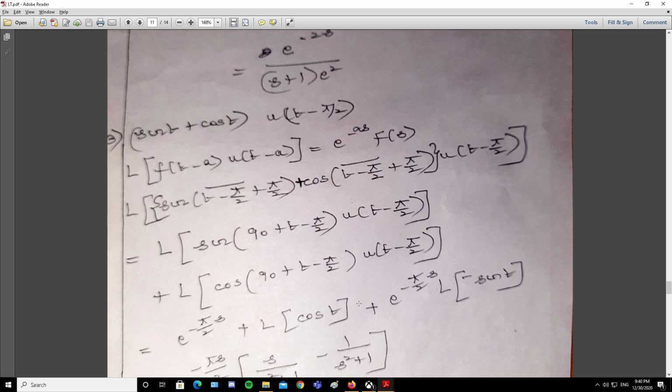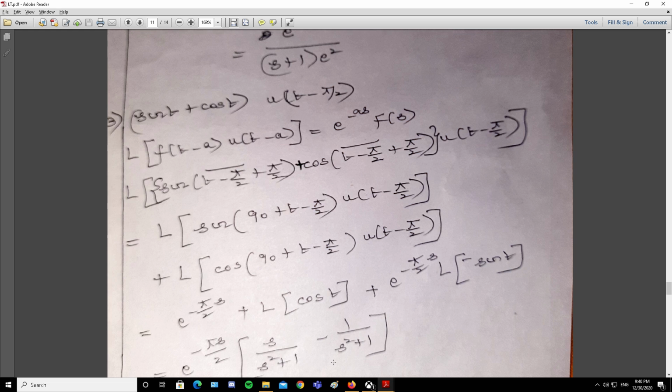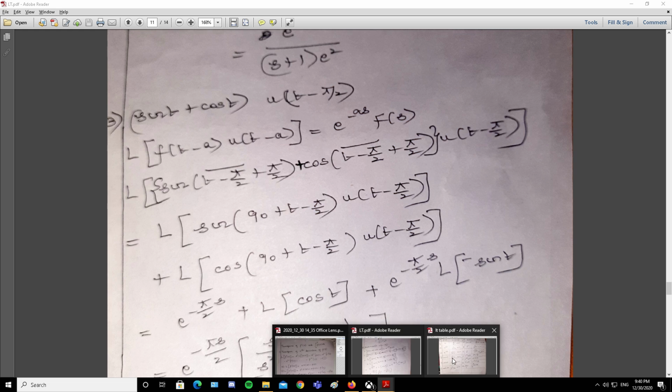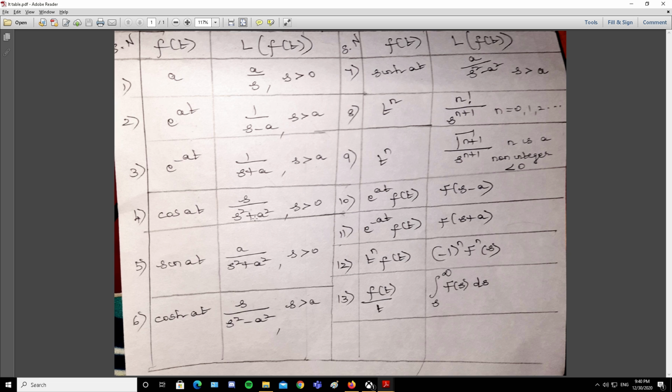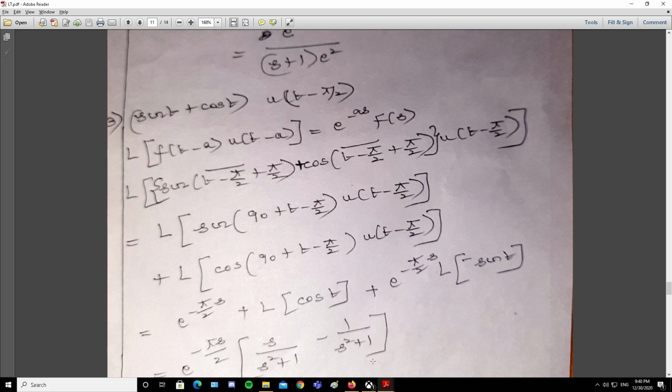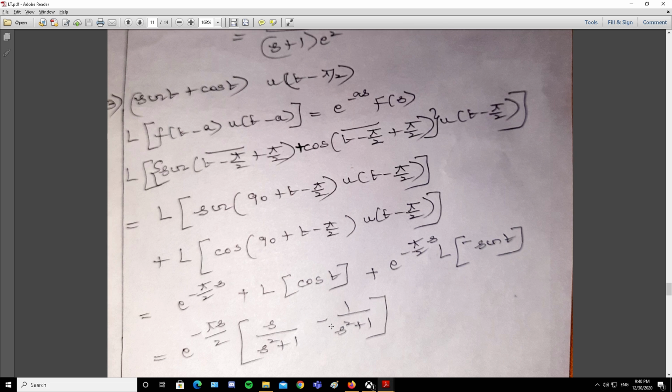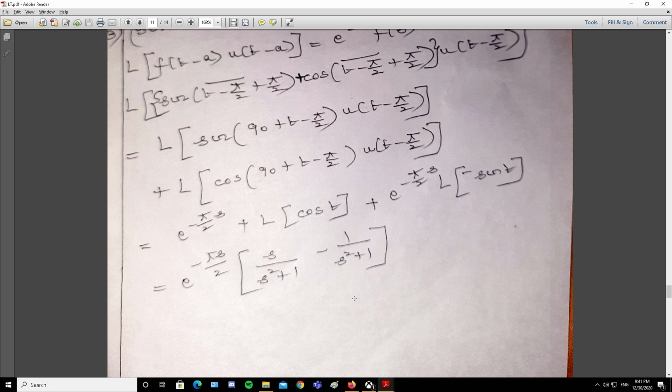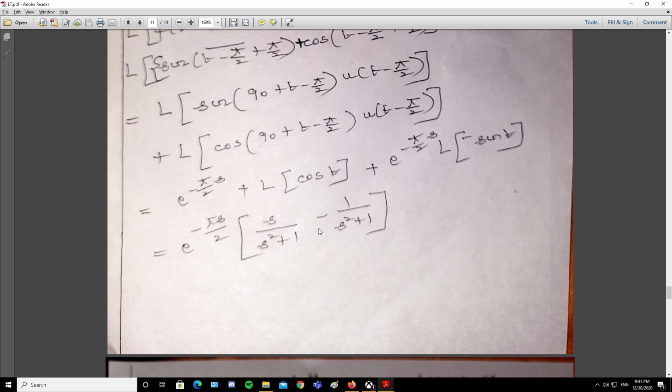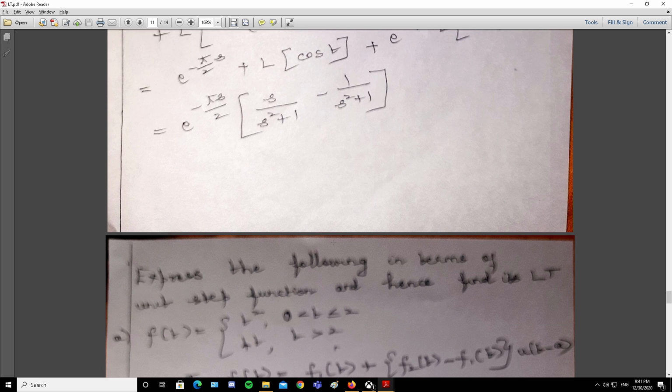So what is Laplace of cos t? Cos t and sin t are standard functions. So Laplace of cos t is s by s square plus 1. Laplace of sin t is 1 by s square plus 1. So that's what you have here: e power minus pi s by 2 into s by s square plus 1 minus 1 by s square plus 1. So this completes the solution.